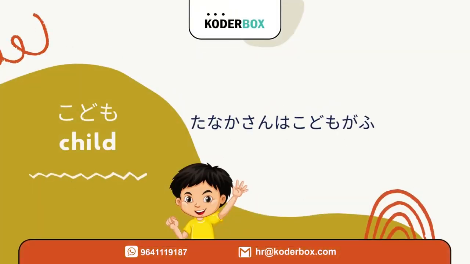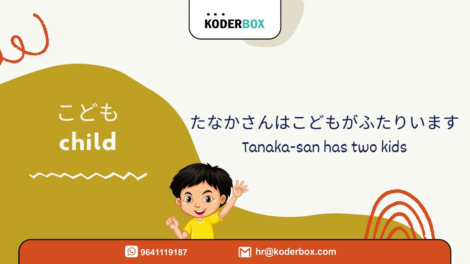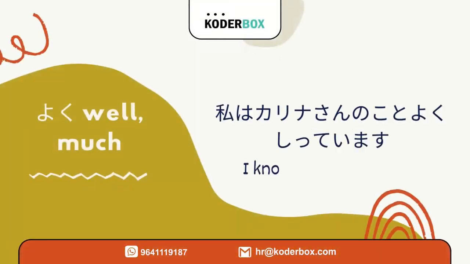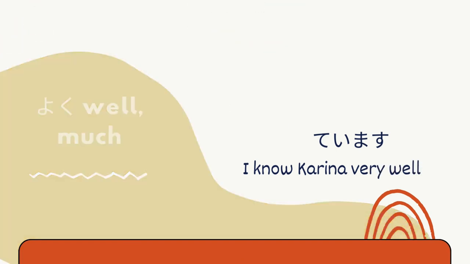Fifth, Kodomo, child. Tanaka-san wa kodomo ga futari imasu. Tanaka-san has 2 kids. Sixth, Yoku, well, much. Watashi wa Karina-san no koto yoku shitemasu. I know Karina very well.